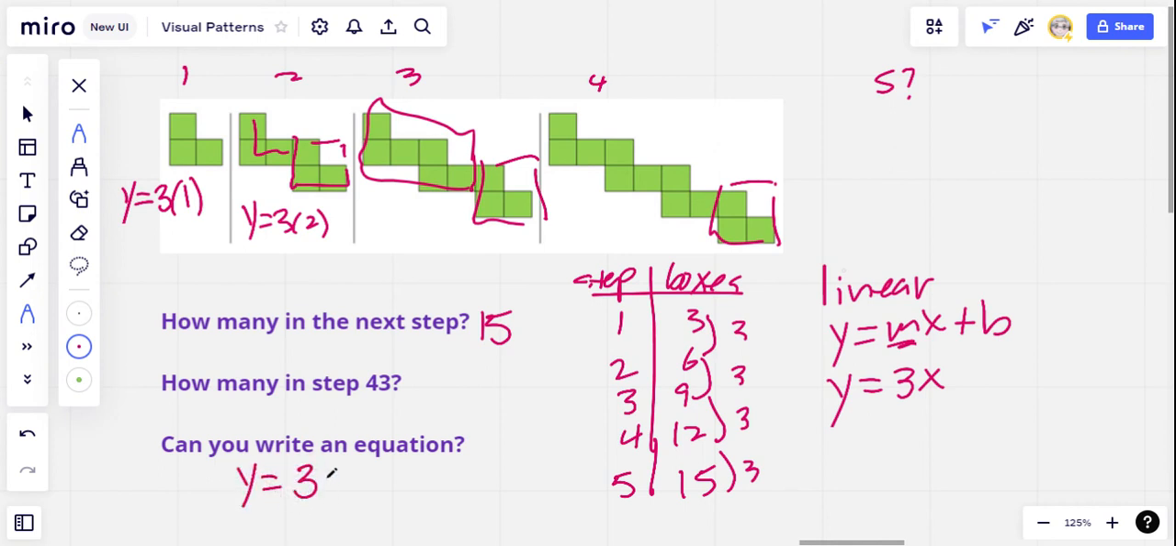y equals 3x. And then we can use that to figure out how many in step 43. And it should be pretty easy because we just put in 43 for x, and we just have to multiply 43 times 3. So let's see, 3 times 40 is 120, and 3 times 3 is 9. So that is 129 in step 43.